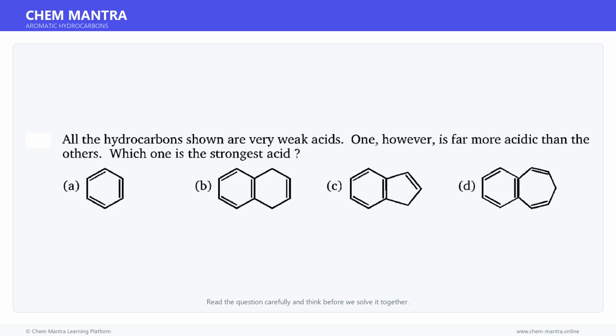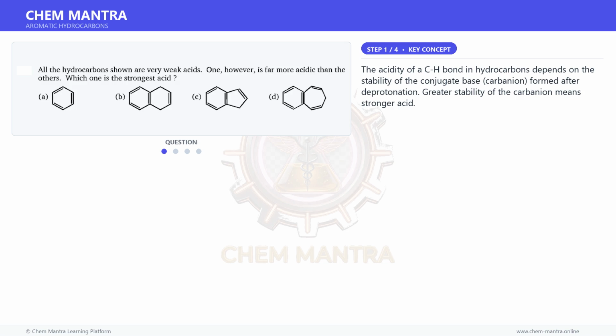Here is a question. Read it carefully and think about the answer. Let us solve it step by step. Let us first understand the key concept here. The acidity of a C-H bond in hydrocarbons depends on the stability of the conjugate base, the carbanion, formed after deprotonation. Greater stability of the carbanion means stronger acid.